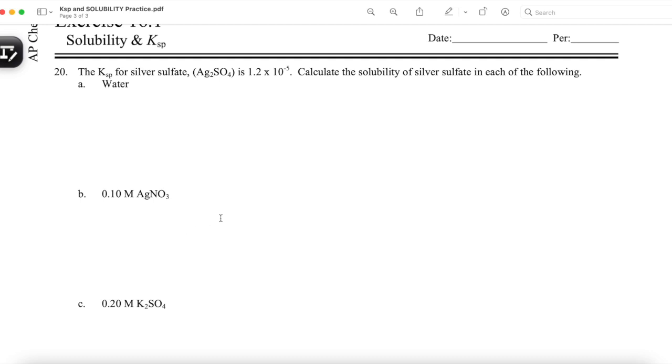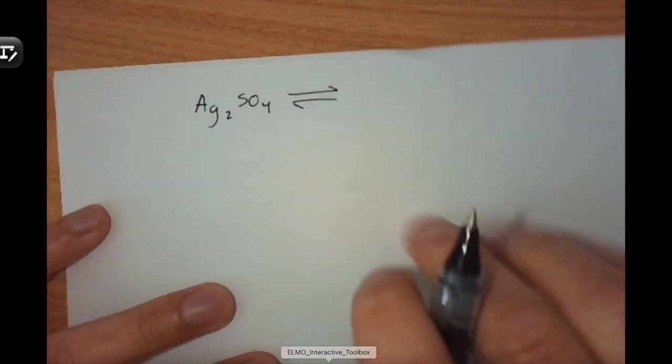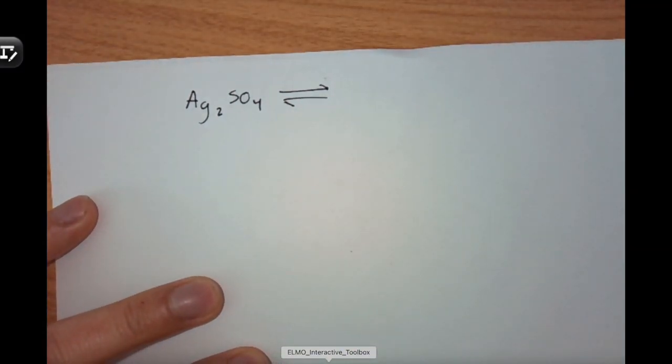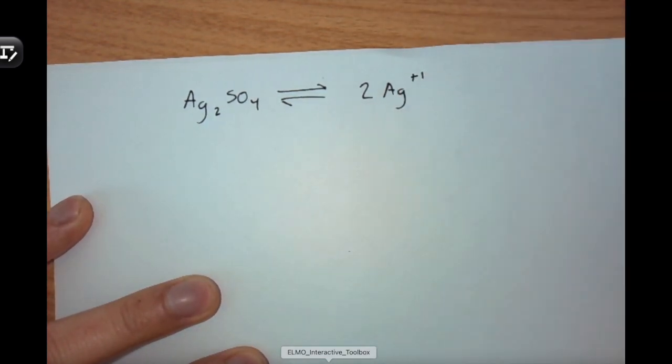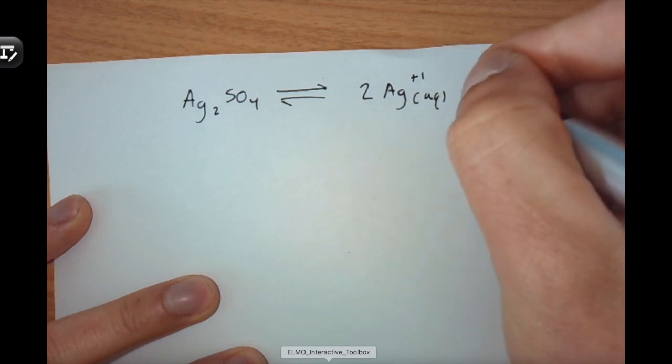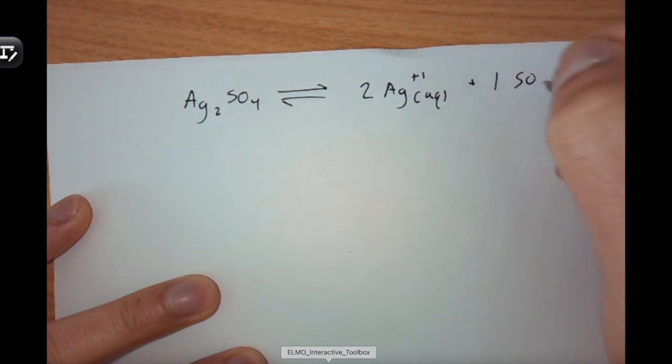Let's set it up. I'm going to quickly, on my paper, copy down Ag2SO4, which is my compound that needs to break apart, and I'll show you the rest starting now. So Ag2SO4 is going to break down, and it's going to form 2 Ag+ silver ions, and it's going to form 1 sulfate ion.